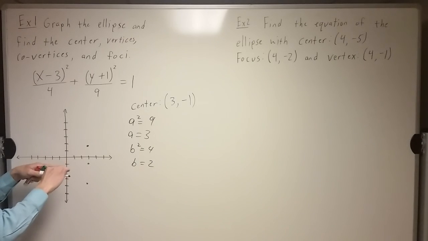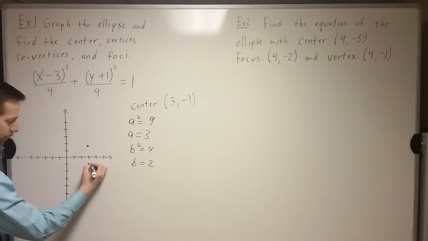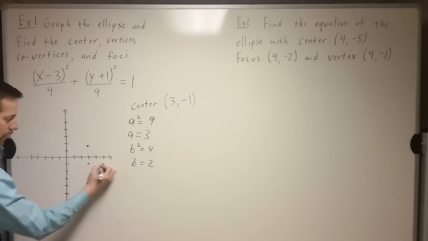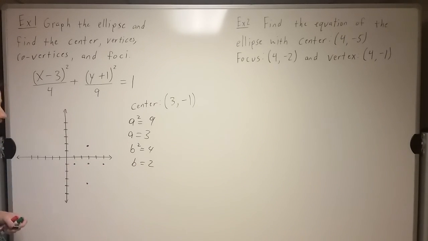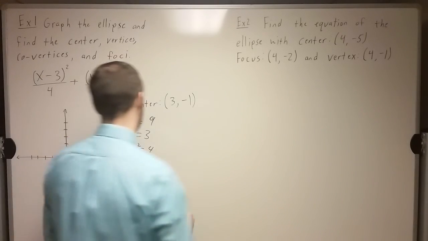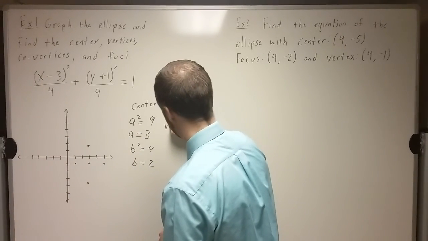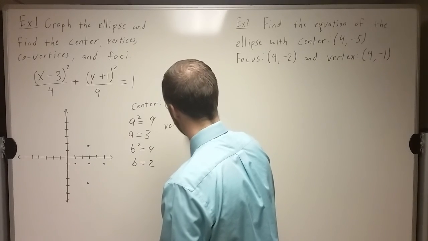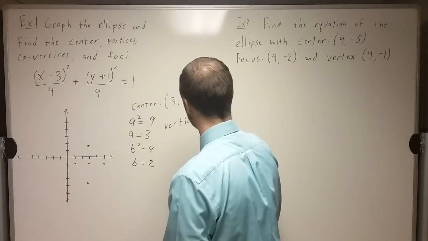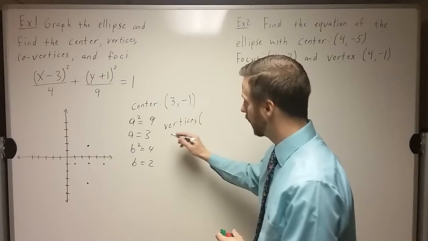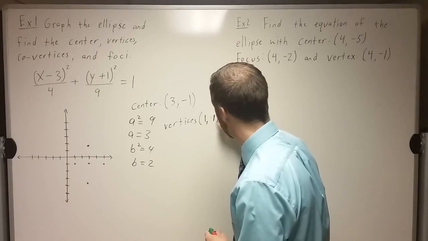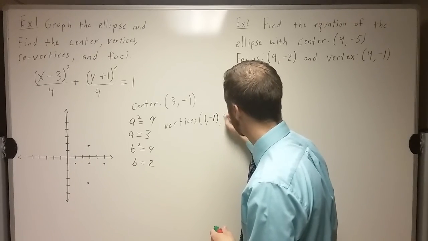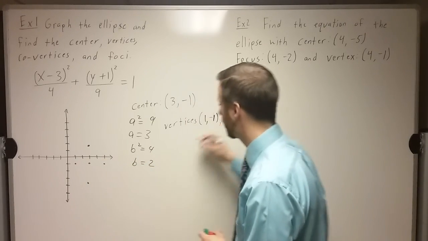And since that's under the x, I'm going to go that much in the x direction. So I'm going to go 1, 2, and 1, 2, each direction from the center. Remember, b is distance from the center to the co-vertices. And so I'm going to write down some of these points that we've just figured out. So that means we've got vertices at, we've got 1, negative 1, and we've also got right over here 5, negative 1.